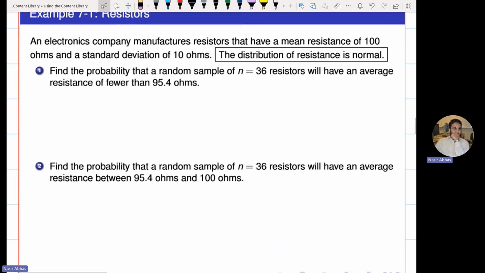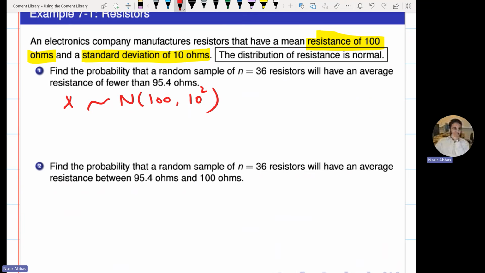Now let us start. This is your example 7.1 in the book. It says that an electronic company manufactures resistors that have a mean resistance of 100. Mu is given. Correct? Mean resistance is 100. And the standard deviation is given to be 10. The distribution of the resistance is normal. So they give you X following a normal distribution. Mean is 100 and the standard deviation is 10. So variance is 10 square.